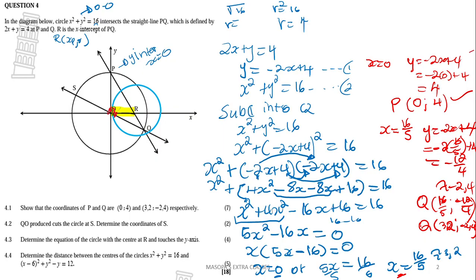Now we found the coordinates of P and Q. So let's look at question 4.2, which says that QO is produced and cuts the circle at S. Determine the coordinates of S. So now we can see that your QO is produced and cuts the circle at S.